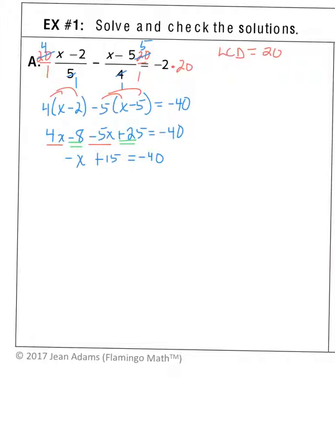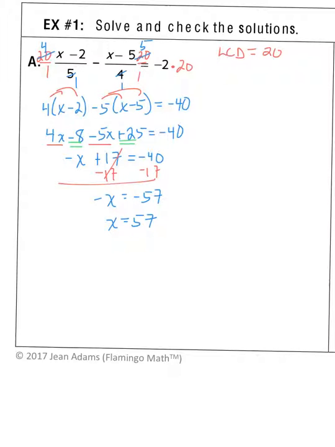Oops, it's not 15, it's 17. I knew something looked funny. That's what I get for being in a hurry. 17. All right, so then I am going to subtract 17. And I get negative x is equal to negative 57. Divide by negative 1, and I will get positive 57.